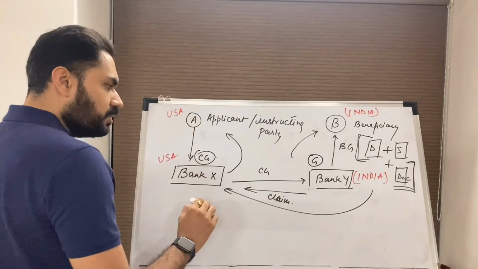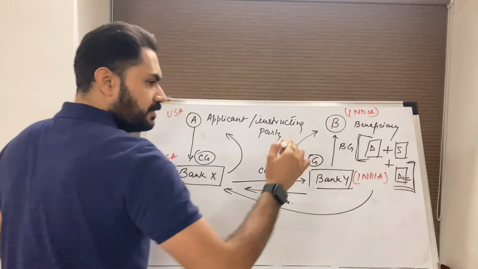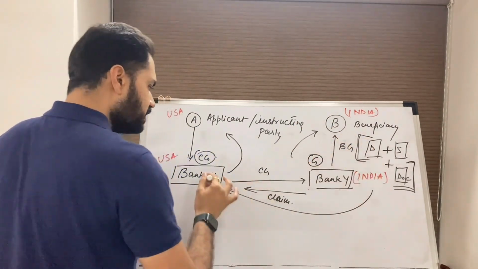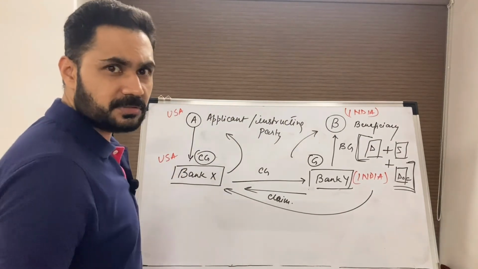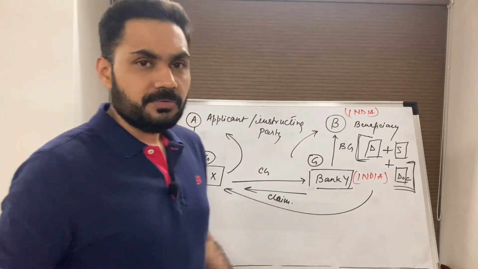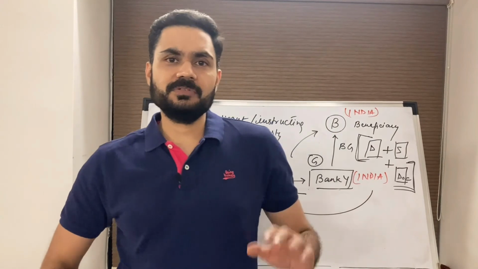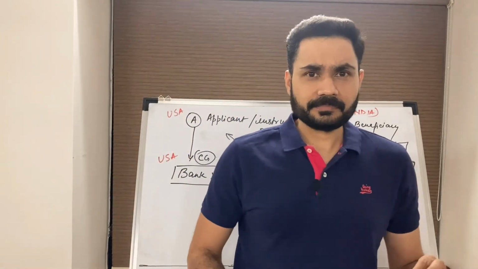Bank X cannot hold the payment till these documents are received. The moment these documents are received, Bank X will send these documents to the applicant. So this is article number 22, which deals with transmission of copies of complying demand.